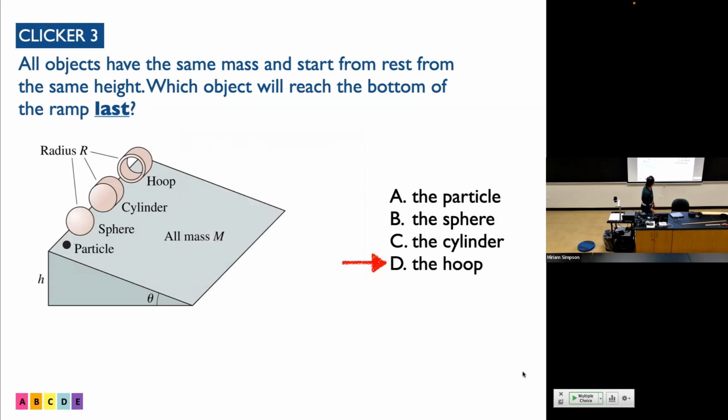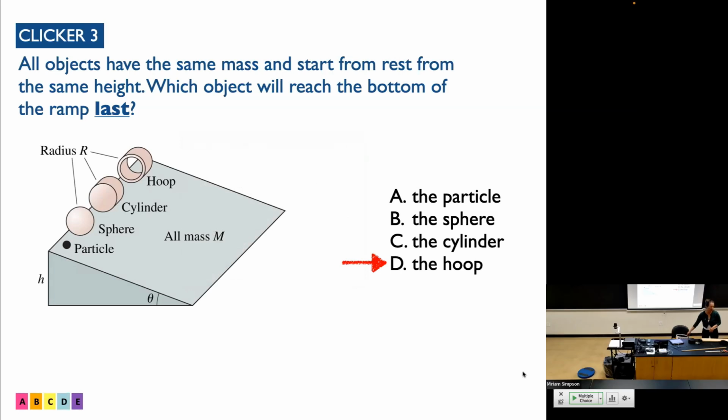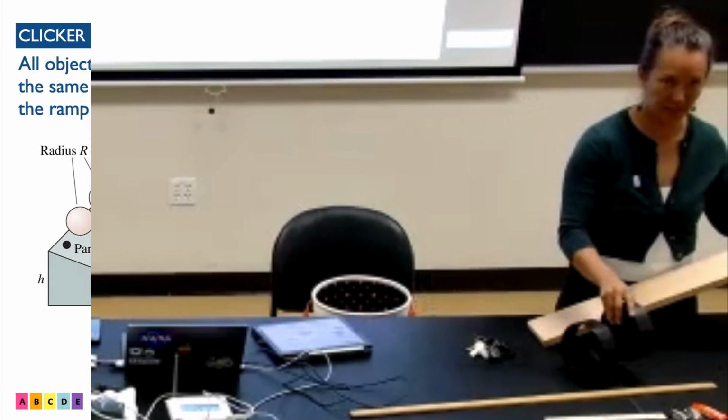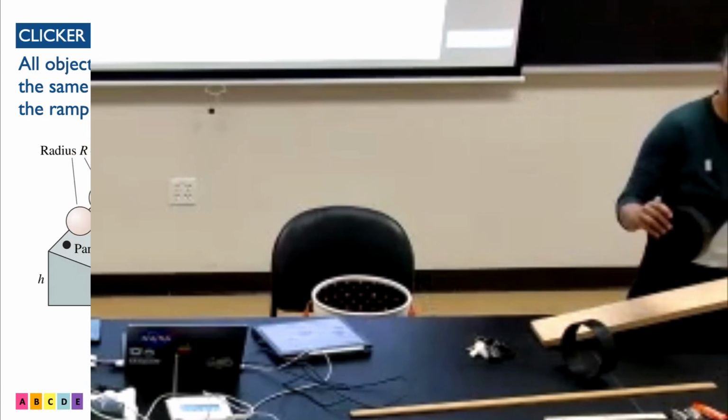But we'll go through the math too. But before we do this, we can do a little test. I don't have a particle or a sphere, but I do have two things of the same radius. So here, it actually doesn't matter that they're the same mass, but I think they are.